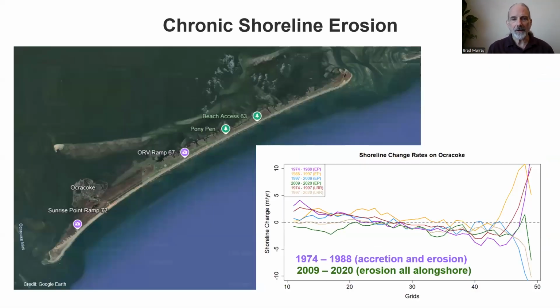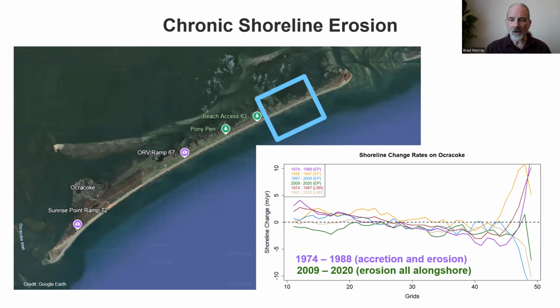long-term chronic shoreline erosion is clearly an important part of this picture. And this graph is showing the rate of shoreline change along the length of Ocracoke from the west to the east, and it's showing it for different time periods represented by the different colors. So we can see over toward the east, this is the erosion hotspot that's been consistently eroding over all these time periods, and farther west, some time periods have been eroding and some accreting.